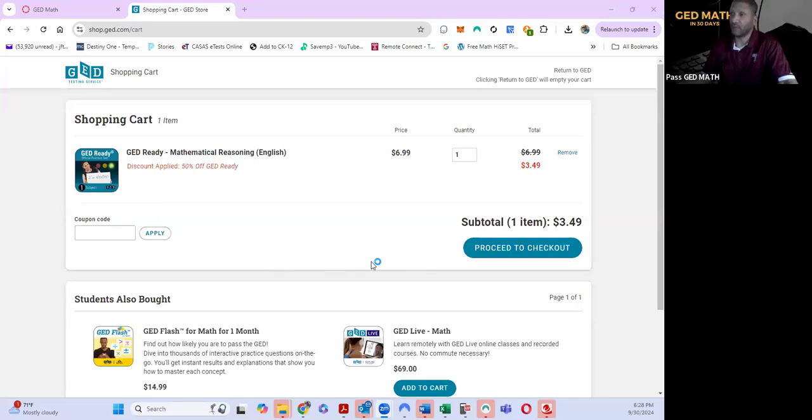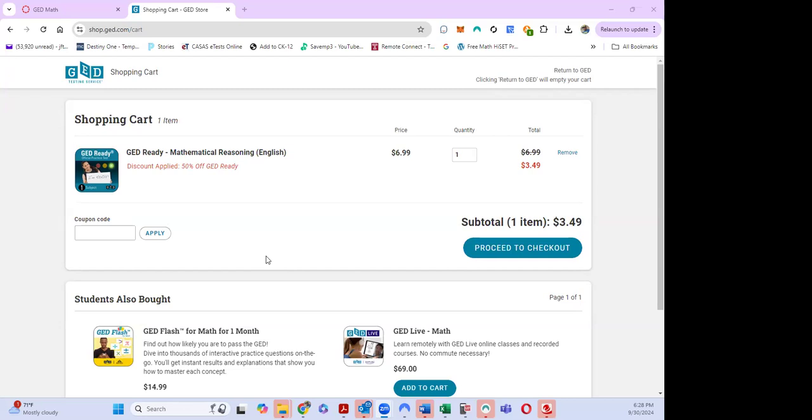To me, this is my personal opinion: if I could take 50 off, that means I can take one now, I can see what I need to work on, I can practice, and then I can take another one before I take my exam for the same price or the cost of one.